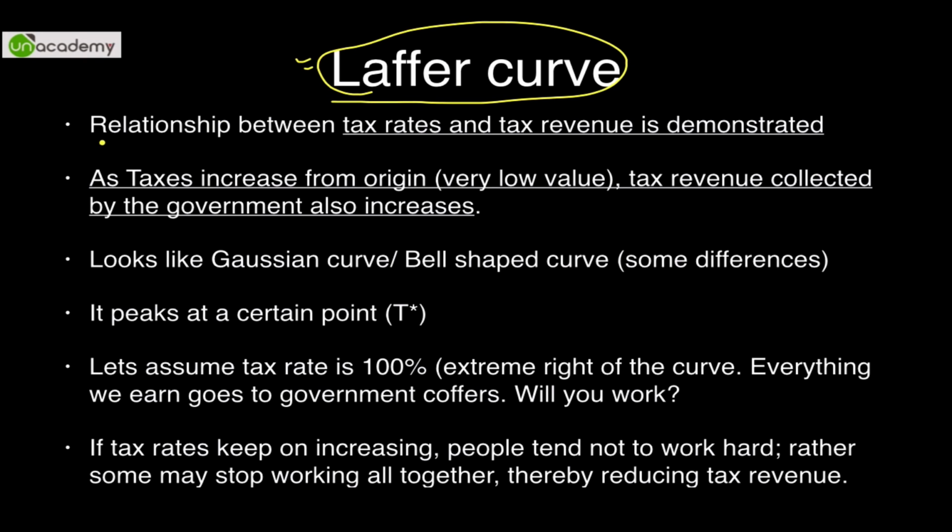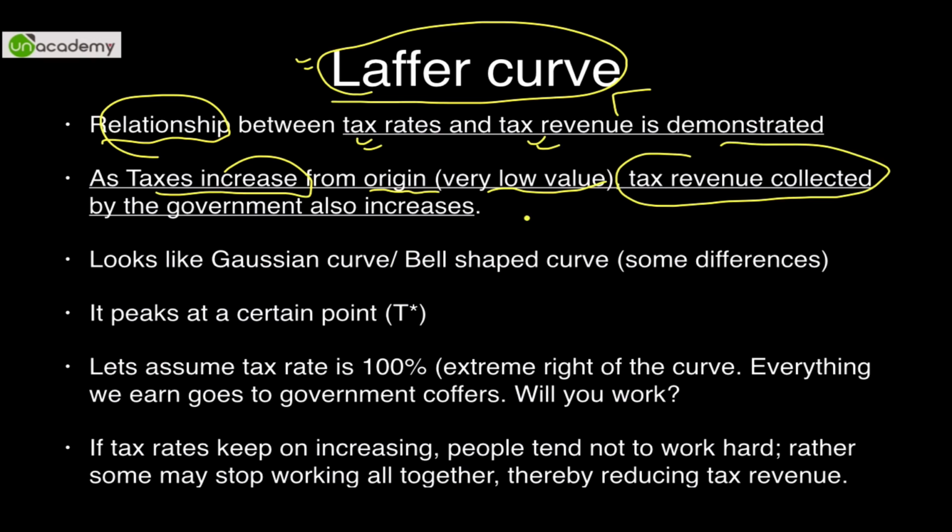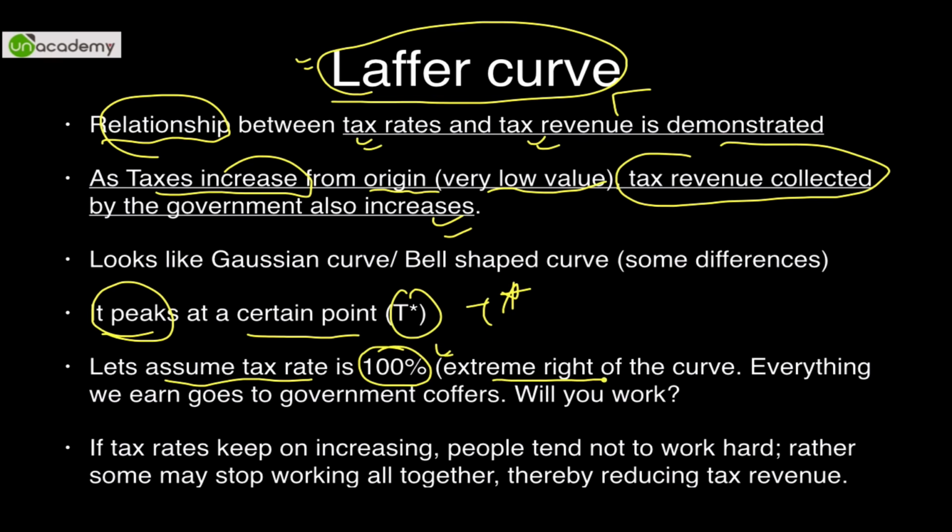Now, lastly, let's talk about the Laffer curve. The Laffer curve basically demonstrates the relationship between tax rates and tax revenue, which is collected by the officials. Now, as the taxes increase from the origin of the curve, that is from a very low value, tax revenue collected will also increase to a certain extent. Now, this collection will peak at a certain point. Let's call it T star. Now, let's assume the tax rate is increased to 100%, the extreme right of the curve.